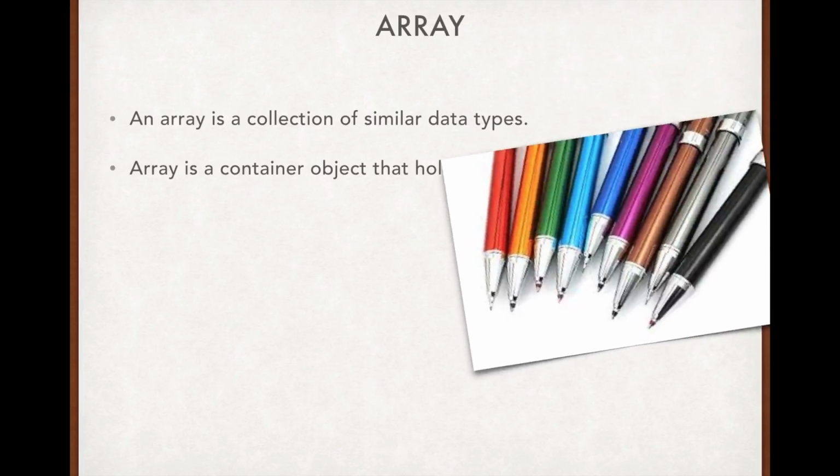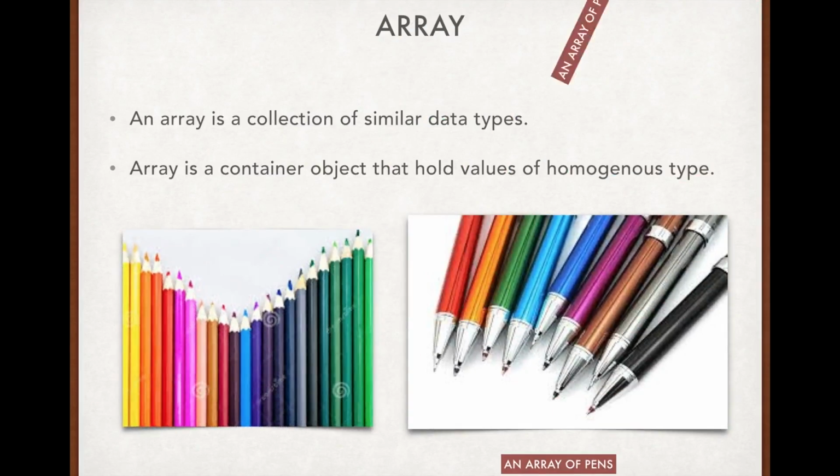So let us see two real-time examples. We can see on the right side an array of pens, on the left side we can see an array of pencils. In the case of an array of pencils, we can see only pencils there, same type of data, but values are different. You can see yellow, orange, red, different colors are there. The values can be different, but the type is the same. Like that, pens may be in different colors, but we still categorize them as pen. So we can call it an array of pens.